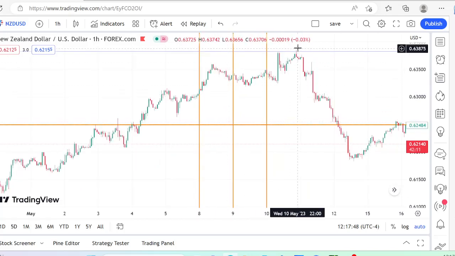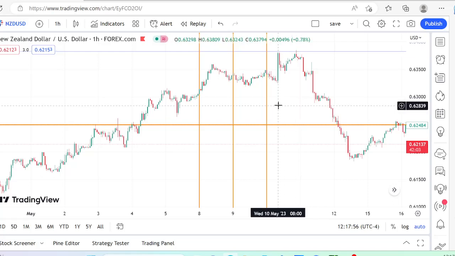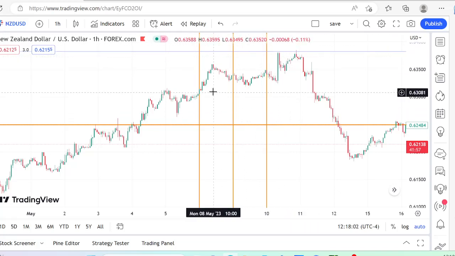Then once you have the purge and you've got your setup, you've got the displacement, you want to have a look back period of 3 days. The day of the purge is day number 1 right there, and then you've got day number 2, day number 3. These are key liquidity pools that you want to target.